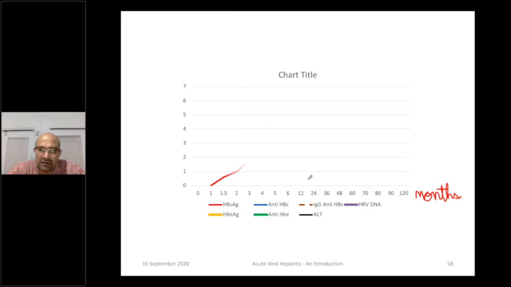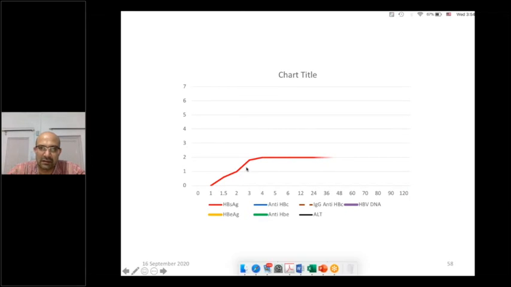It continues to remain in the serum. It continues to remain high for months together. 120 months is practically 10 years. So as we said, hepatitis B surface antigen, which had appeared in the serum, continues beyond 6 months and does not disappear as it was supposed to disappear at the 6th month. It continues to be there in blood for a longer period of time.